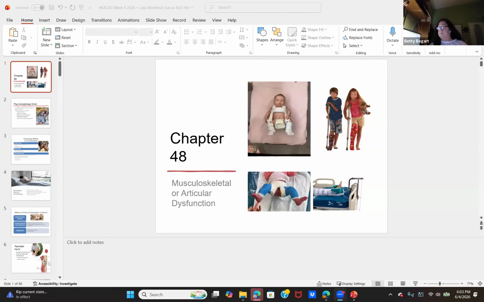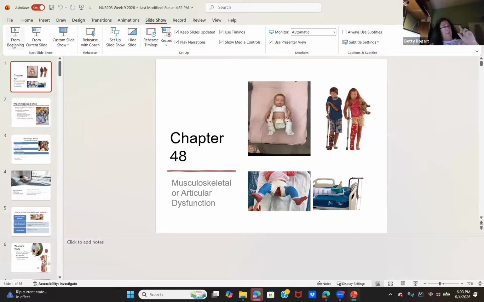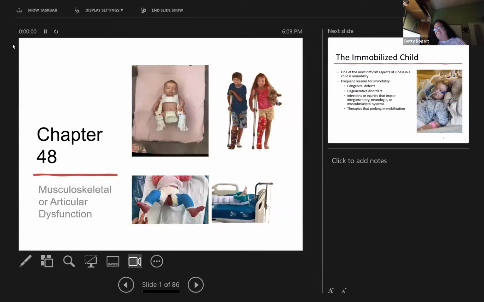Can you see the slide? Can you see the PowerPoint? Yes. Okay, thank you. I know last week we had an issue. I had just gotten my computer. I'm getting better at it.